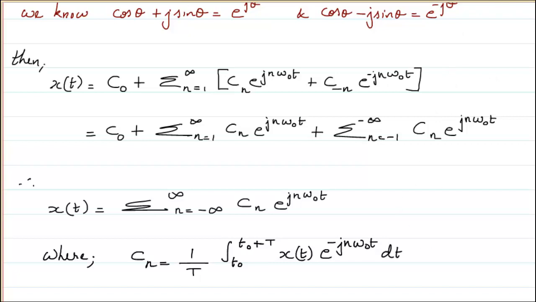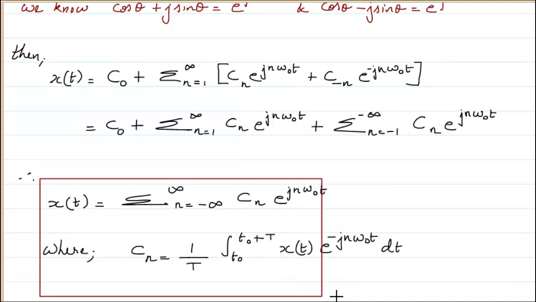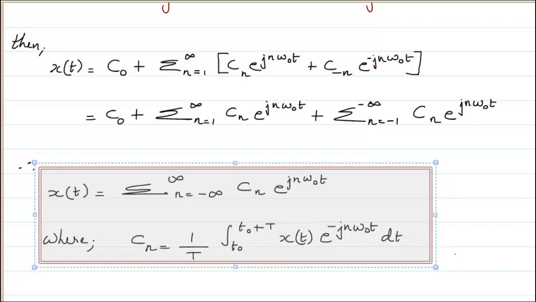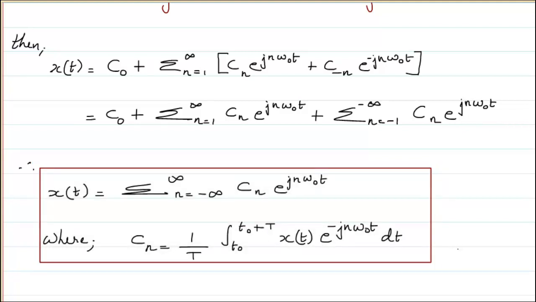So now you can see that the equation has been reduced to a very simple form. You do not have to calculate all those an, a naught, bn, all those things. You need to calculate only one particular thing, and that is this C of n only. If you calculate C of n, you can write the equation of x of t as such.